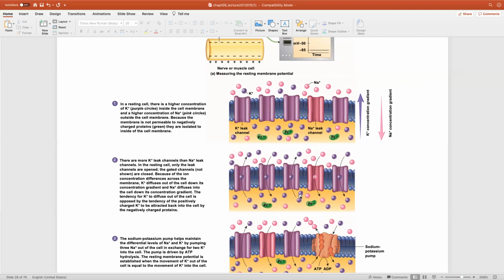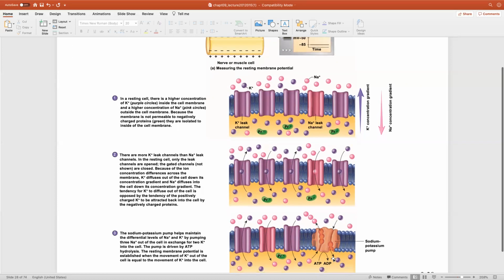Now, what causes this? A lot of it is caused by our sodium-potassium pump. For every 3 sodiums inside, we're going to move them outside, and in the process, take potassium from the outside and move it in. 3 sodiums from the inside are moved out, and 2 potassiums from the outside are moved in. So the sodium-potassium pump goes against the concentration gradient in both examples here.